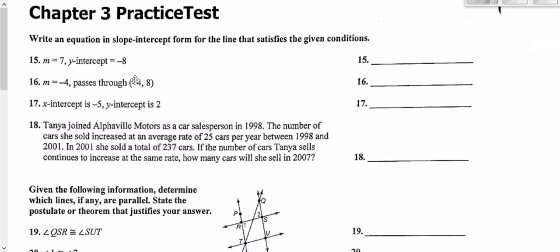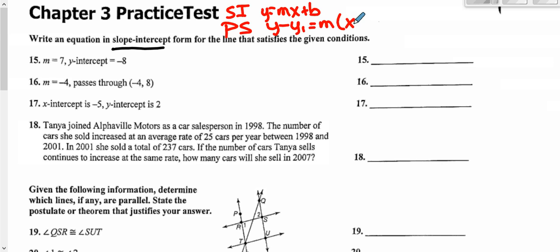So here let's write some equations. So we need to write them in slope-intercept form. Now remember there are two forms. We have slope-intercept form. I'll call it SI, which is y equals mx plus b. And then we have point slope form. I'll call it PS, which is y minus y1 equals m times x minus x1. Now we're going to use the point slope to get to slope-intercept.